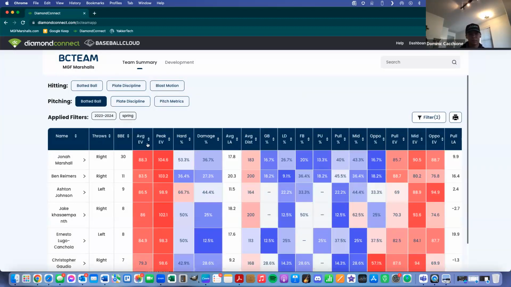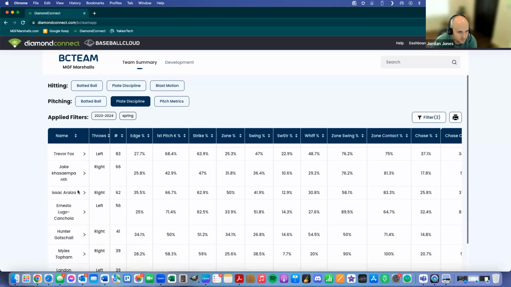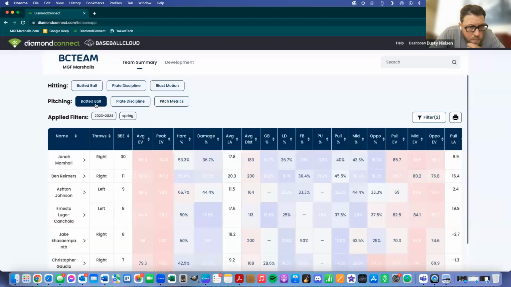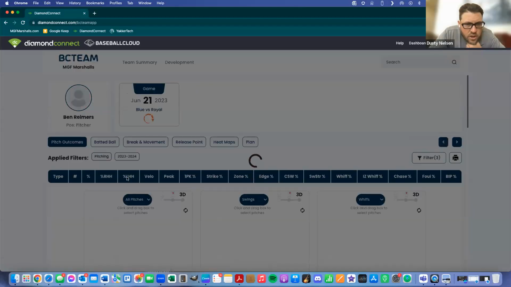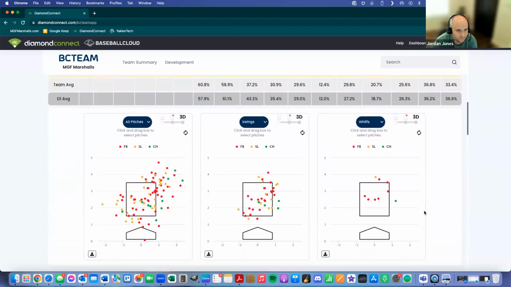Okay, pitching, batted balls, plate discipline, first pitch Ks. It's a lot of the same stuff just on the pitcher side, broken down per player, right? Or are these just pitchers? These should be just pitchers. Okay. Click on Ryan, on that little arrow. Then it breaks it into his. This is a helpful report.